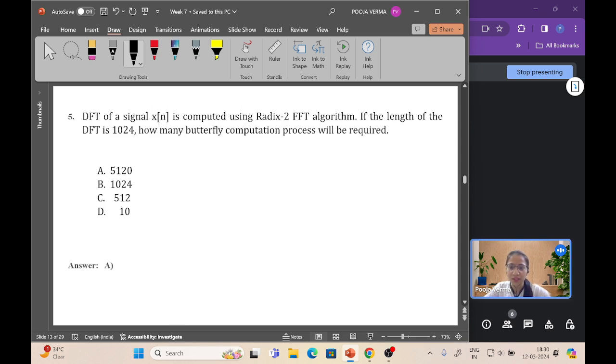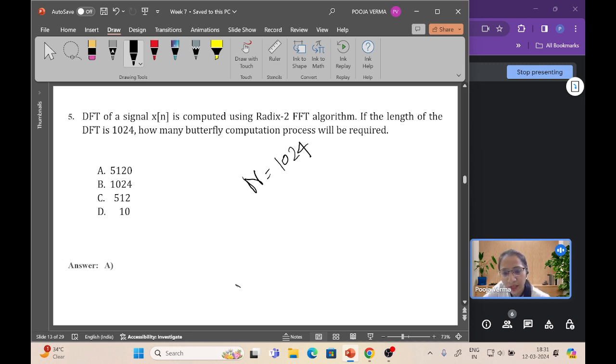Okay, so the next question is: DFT of a signal x of n is computed using radix-2 FFT algorithm. If the length of the DFT is 1024, how many butterfly computation processes will be required? So this is using radix-2 FFT algorithm, and the length of the DFT is 1024. That is N is equal to 1024.